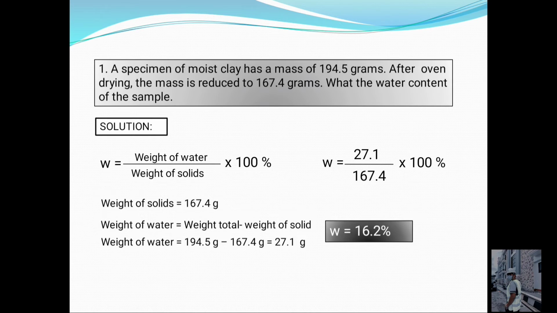w is equal to 16.2%, or the water content is equal to 16.2%.